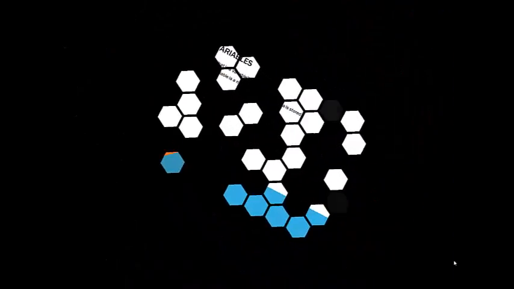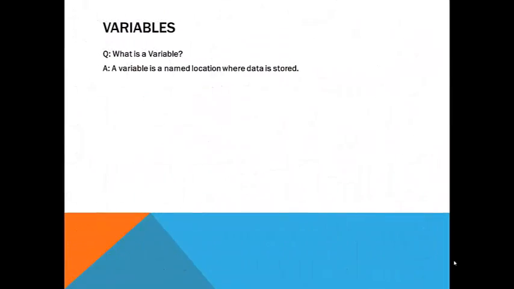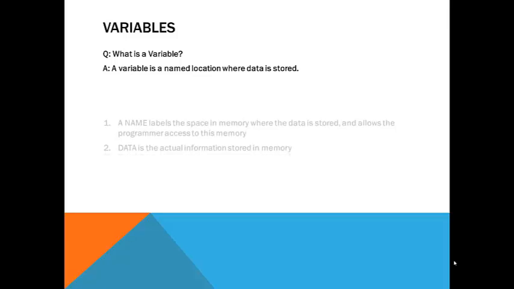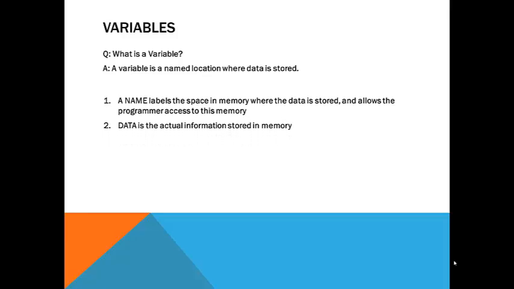If we're going to use variables, we need to understand what they mean for programming. A variable is a named location in memory where data is stored. You'll see that there are two parts to this, the name and the data. The name of a variable should be specific so that you know what it's storing and how to use it. Data is stored in a computer's memory.